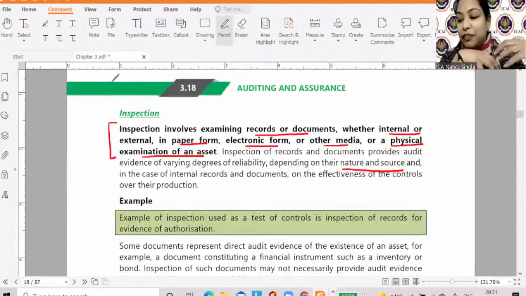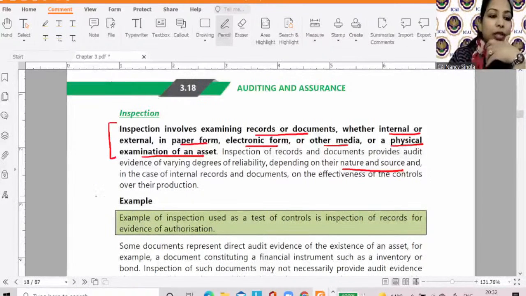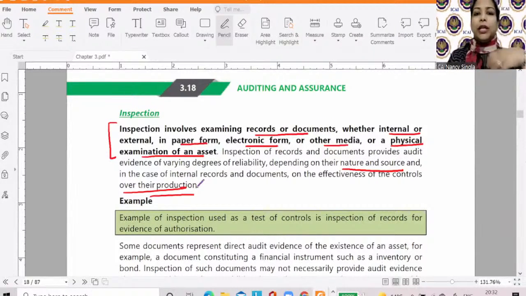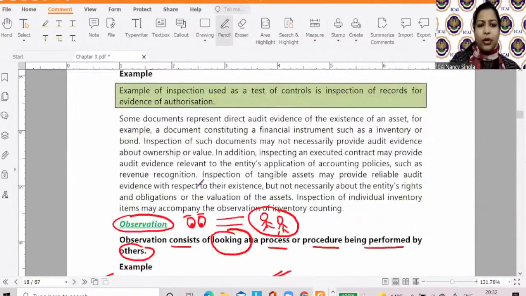And in case of internal records, it depends on the effectiveness of the control over their production. There was a doubt with respect to controls over their production. What does that mean? It is an internal document, so it should not be that someone is manipulating those documents, so there should be effective internal control over the production of such internal documents. Then, I have explained that for an assertion, suppose you want to know about ownership just by inspecting the building, that is not possible. That will only tell you about existence, right? Same way for inventory. So you can just have a read. If there is any doubt, you can ask in the next class.